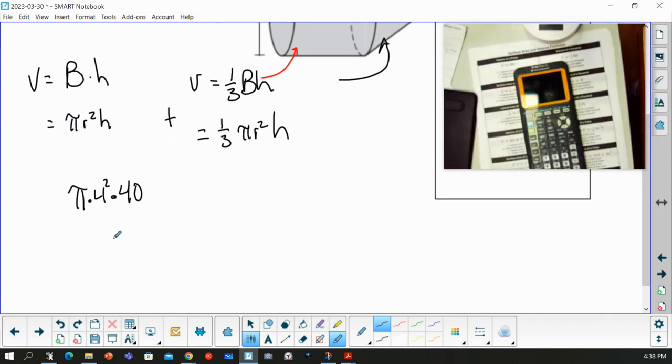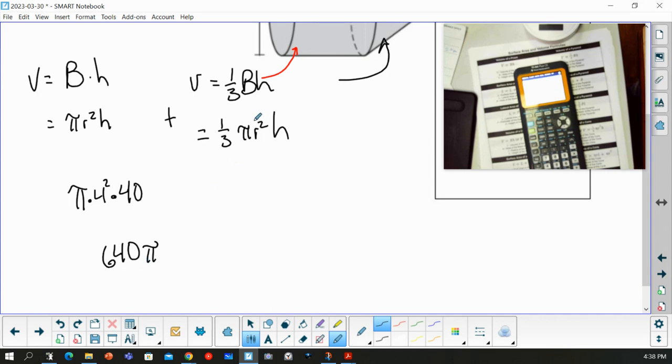So the volume of the cylinder is, and I'm not going to multiply the pi in, let's just do the 4 squared times the 40. 4 squared is 16. 16 times 40 is 640. So the volume of the cylinder is 640 times pi. I'll multiply the pi in just a minute. I'm going to hold off because I don't want to write out a big decimal. I'll leave it right there for just a minute.